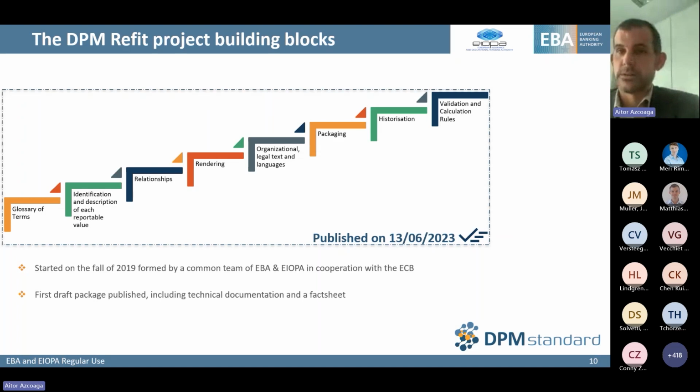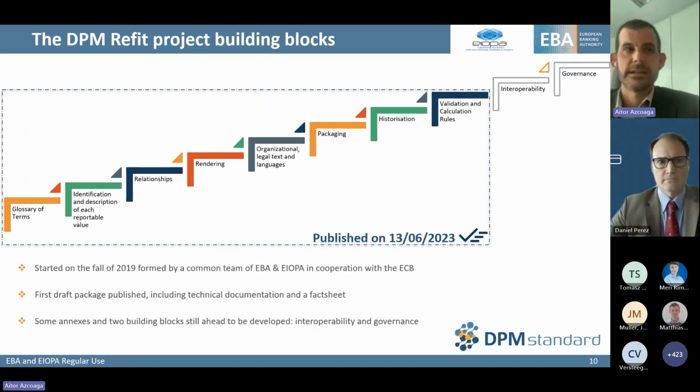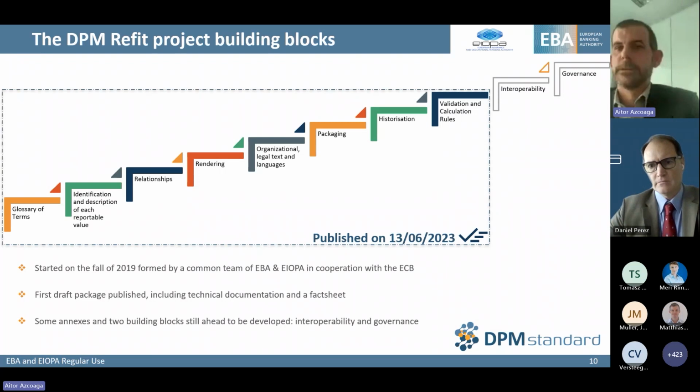It also comes together with some technical documentation and a fact sheet, so it has a little bit more. There will be another two annexes coming. One is related to interoperability, and here I'm referring more to the exchange of metadata, and the other is related to governance. We are working on the governance. In this case, it's not only or mainly EBA and EIOPA.